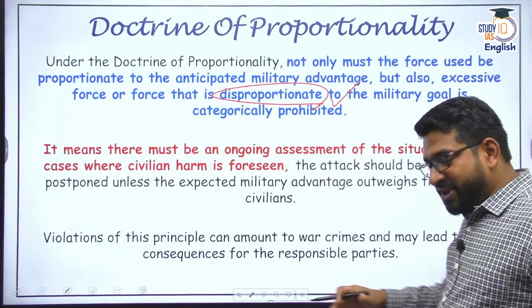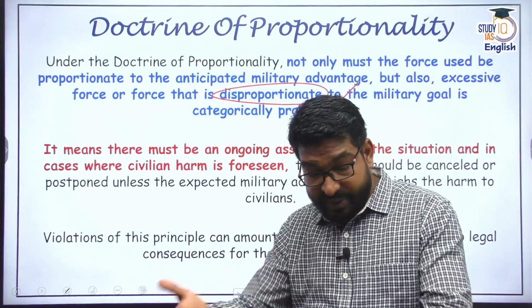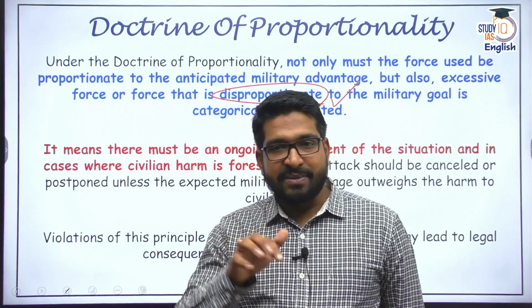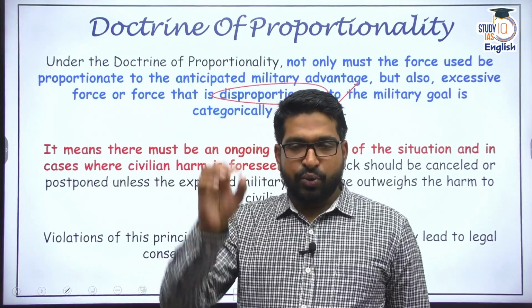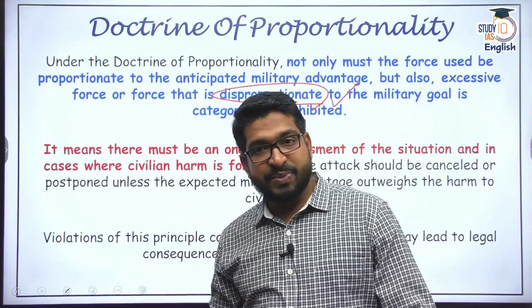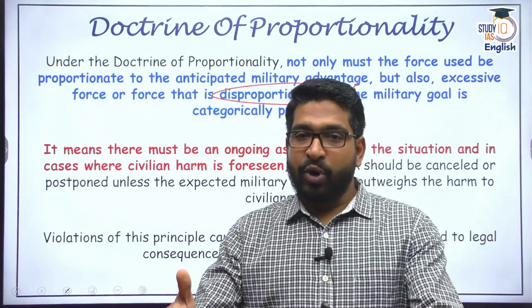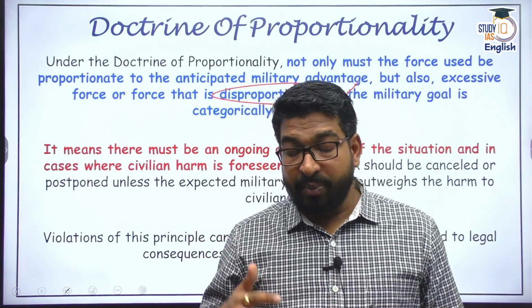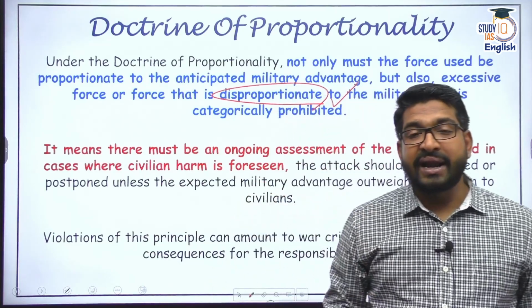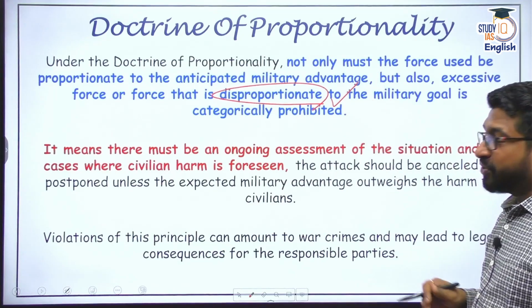That means even if I know that this complex or this particular hospital, say for that matter, is being used by the other party as a command center, once you know that you're going to attack it, if there are civilians there, there must be a due warning, and the attack should be pinpointed. Ensure that whatever military advantage you're gaining, civilians' lives must not be lost. Collateral damage should not be very huge. That is the meaning of the doctrine of proportionality.